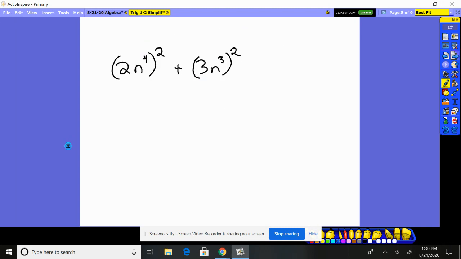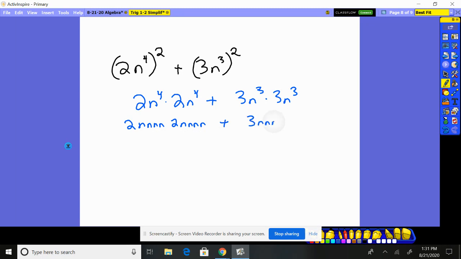One more problem. So we have 2n to the 4th, that whole quantity squared, plus the quantity 3n to the 3rd, that squared. Squaring means I'm going to multiply it by itself. So I have 2n to the 4th times 2n to the 4th, plus 3n cubed squared means a 3n cubed times a 3n cubed. Well, when I multiply this, I can write it out. 2n, n, n, n times 2n, n, n, n. Over here is 3, n, n, n times 3, n, n, n.